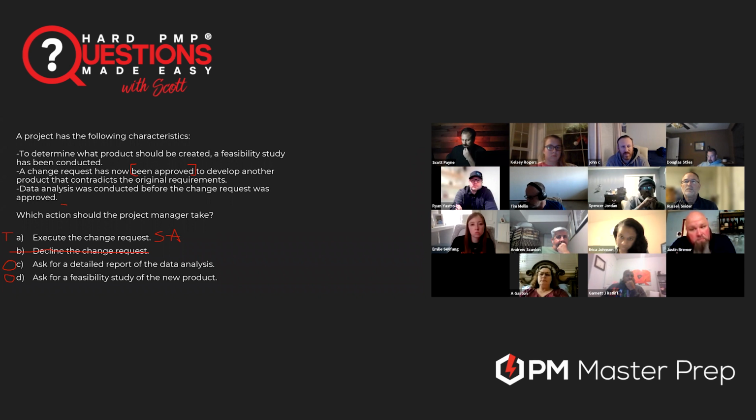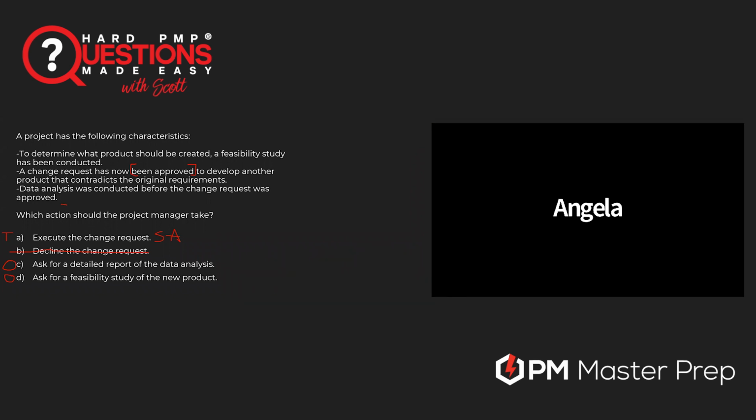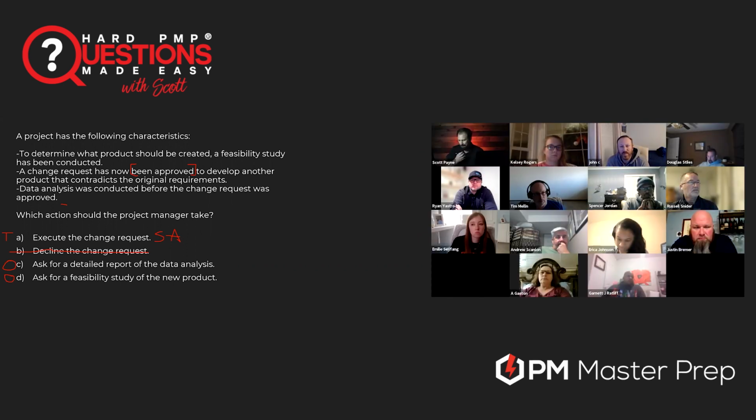Yeah, I mean, we've already gone through the change control board. They've done a detailed data analysis and feasibility report. If I wasn't involved, I would definitely ask for the report and feasibility study to understand. However, there are some very smart people at the table who have determined that this will move forward. So I would want to understand, but I would move forward with execution. So I would say A.